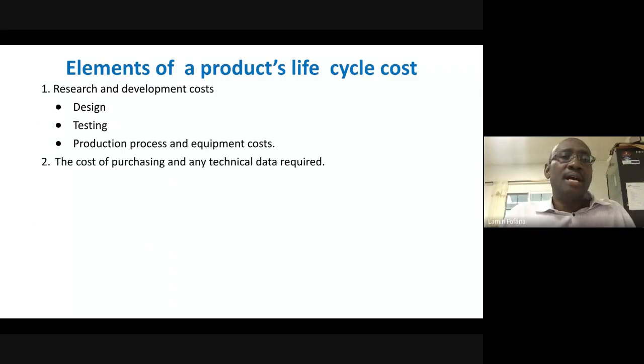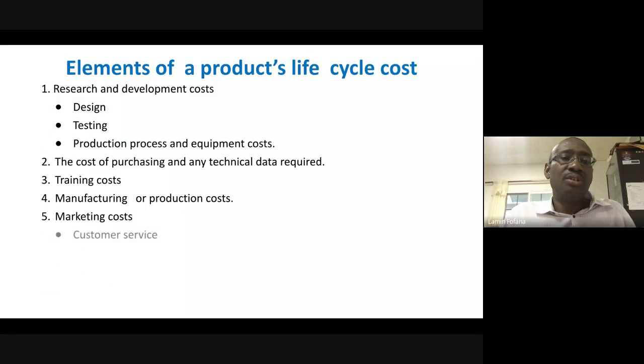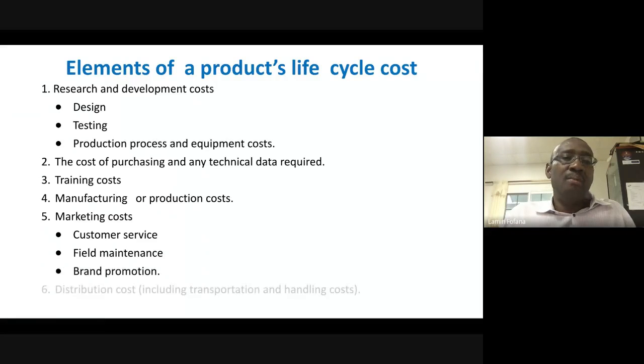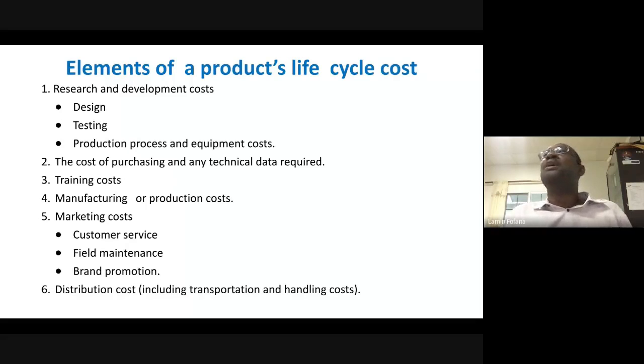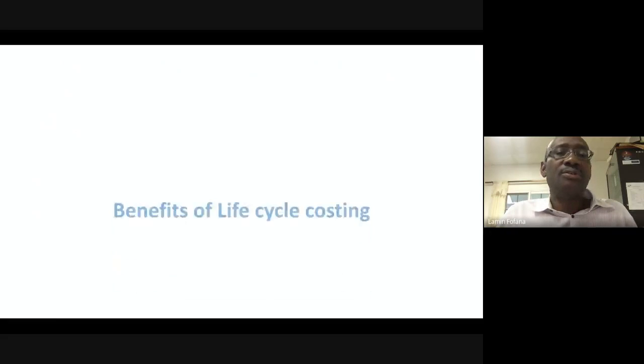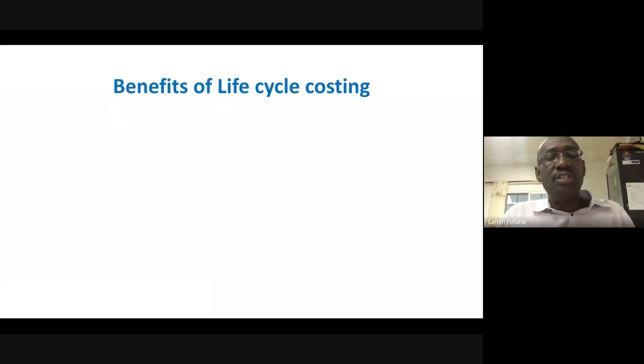Okay. The cost of purchasing technical data required will also be another cost. The training costs, manufacturing or production costs, marketing costs will include customer service care, deliveries, and so on and so forth, field maintenance, brand promotion, that will include advertisements on print media, advertisement on social media, and so on and so forth. Okay, distribution costs. So these are some of the cost elements that we can experience.